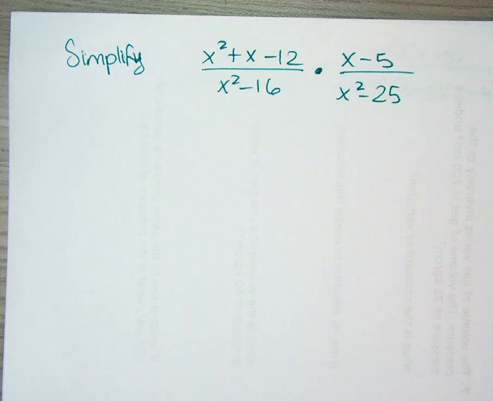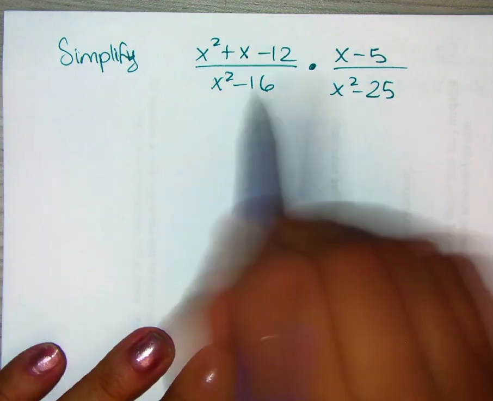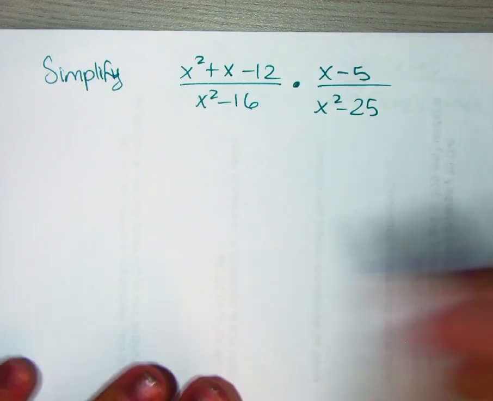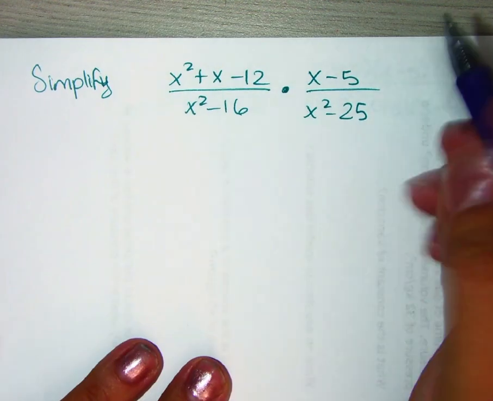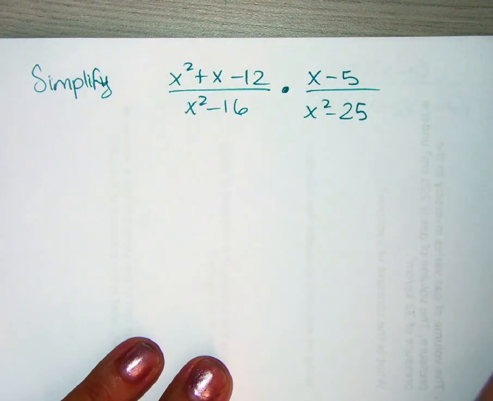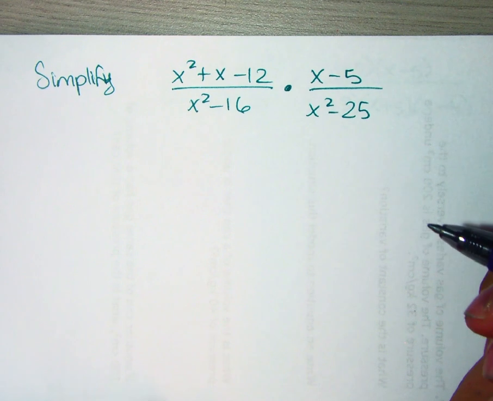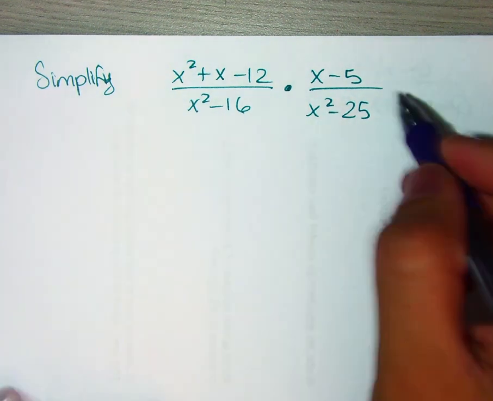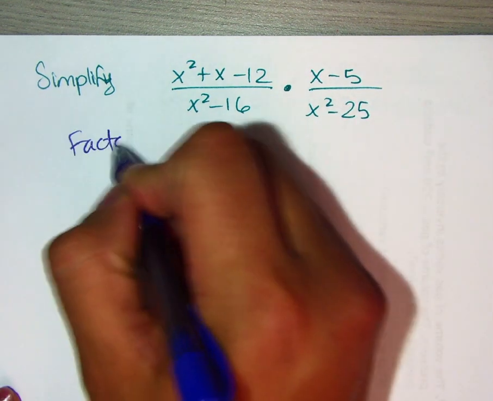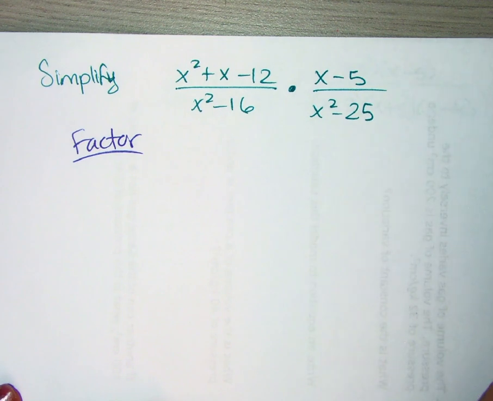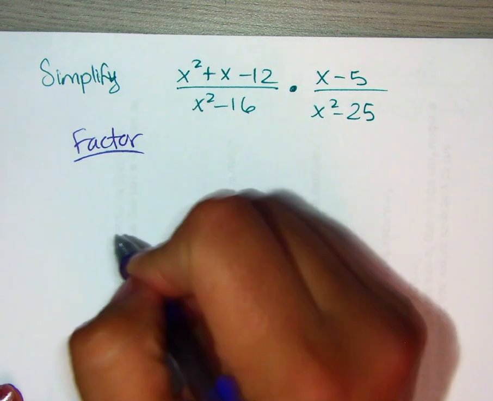Hi students, in this video I'm going to review the questions that you have on your review of multiplying rational expressions. This is a first example, and to simplify these type of problems we want to start by factoring. So you want to factor everything, numerator and denominator.